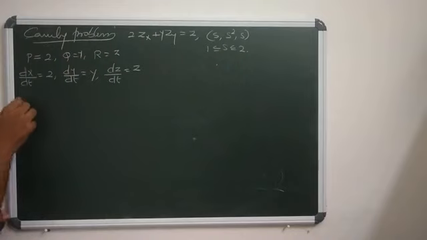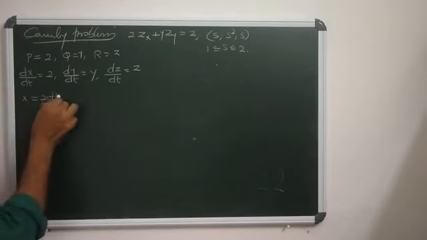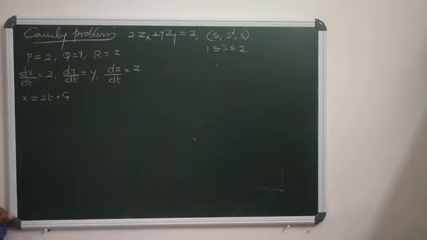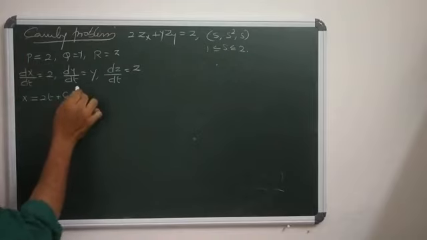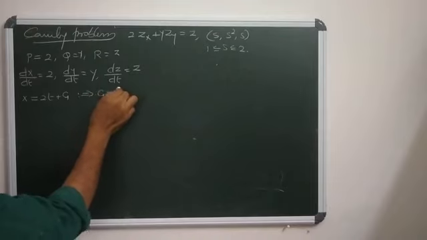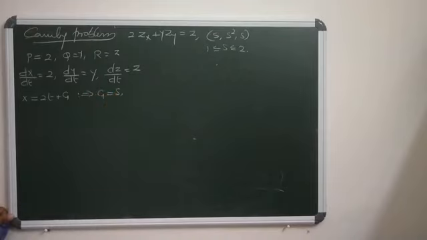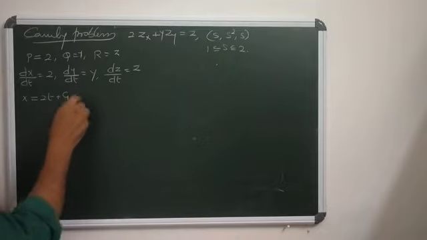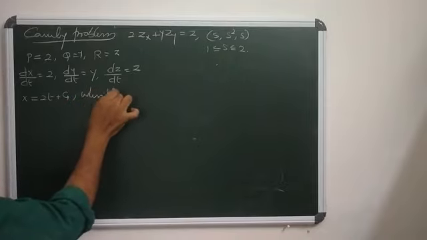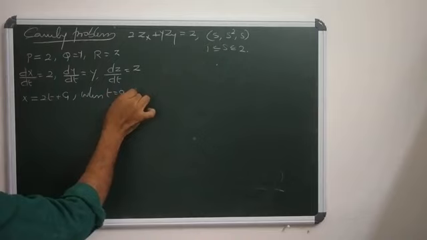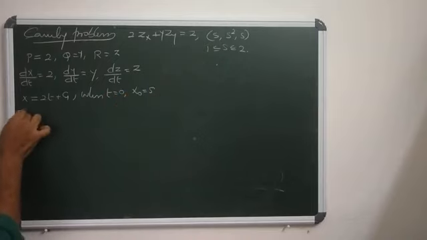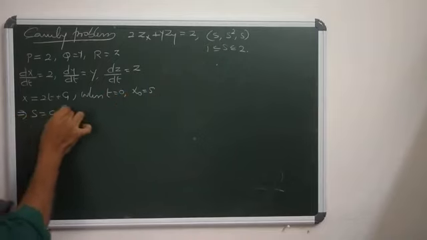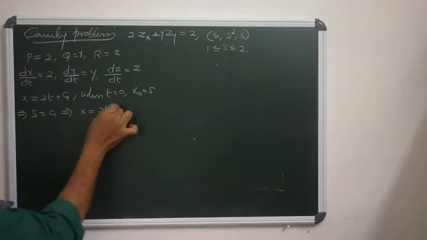Now dx by dt equals 2, so x equals the integral of 2 dt, which on integration is 2t plus c1. By the initial condition, when t equals 0, x naught equals s. So this gives c1 equals s, and that means x equals 2t plus s.